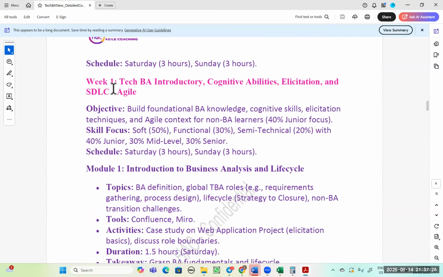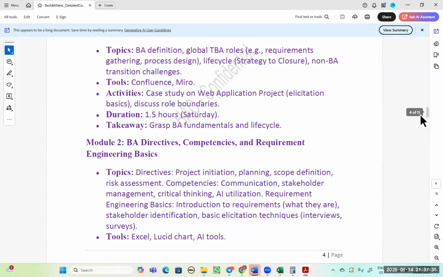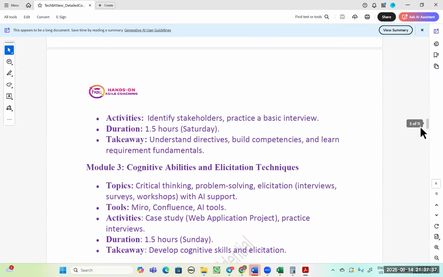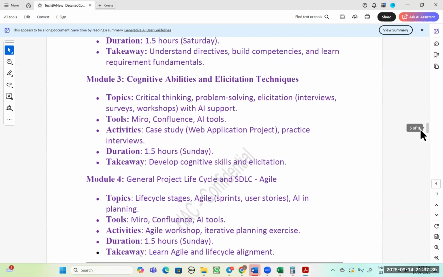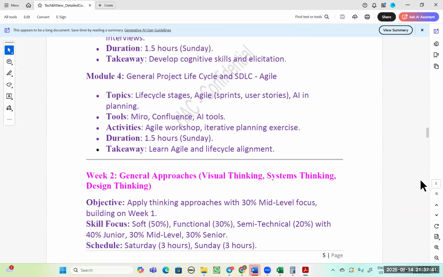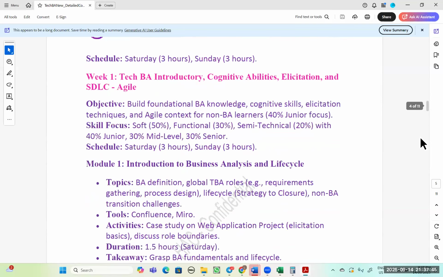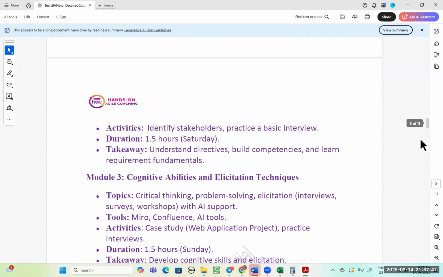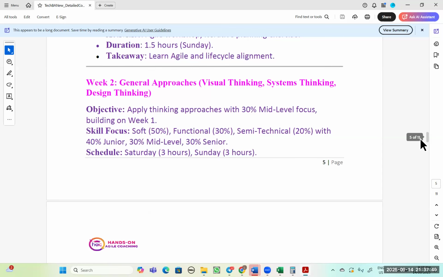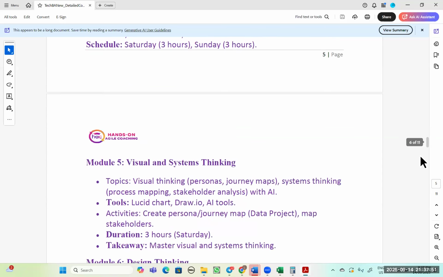This is the schedule. So week one: cognitive abilities, Agile, and what the tools are, module 3, module 4, generative project. These modules will be covered as part of week one. Look at this detailed course content. And week two, there's visual thinking, system thinking.